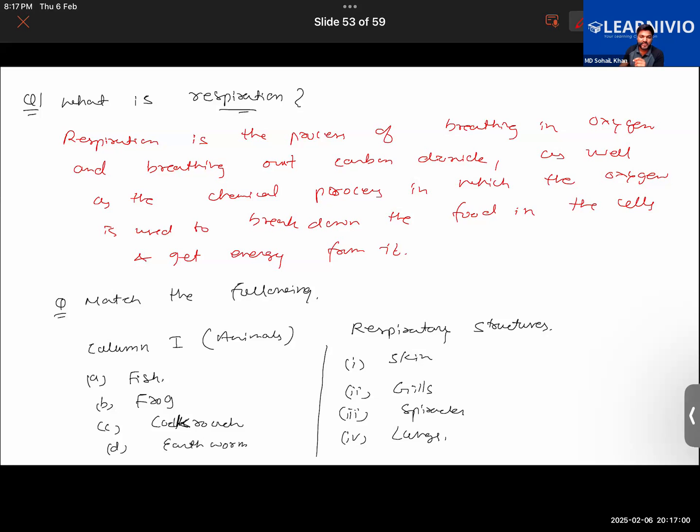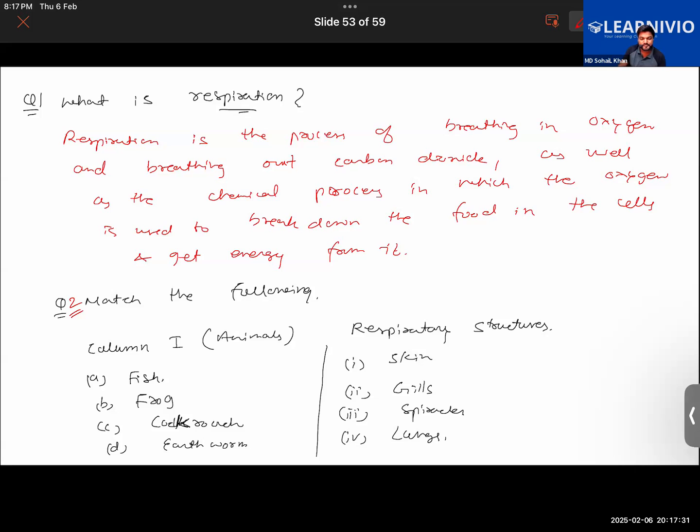So keep this in mind: when the cells do not get an adequate amount of oxygen, they are not able to perform aerobic respiration. So they will be forced to do anaerobic respiration, where instead of getting carbon dioxide and water, we get lactic acid. And this lactic acid will give muscular cramps. Okay, now solve the next question, question number 2.